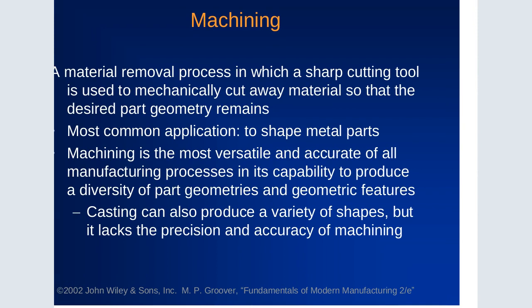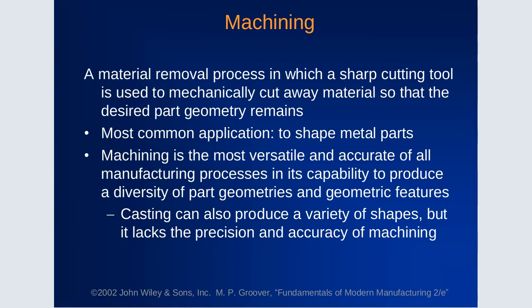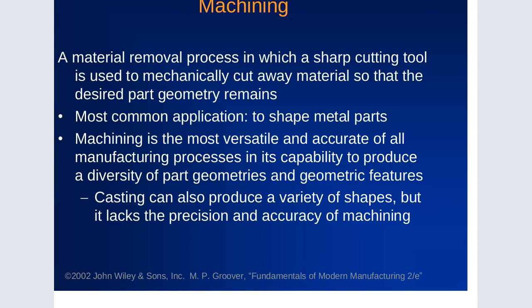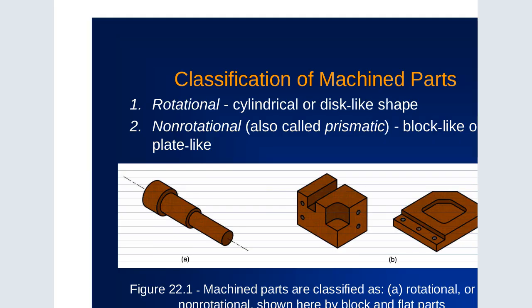Machining is the most versatile and accurate of all manufacturing processes in its capacity to produce a diversity of part geometries and geometric features. Casting can also produce a variety of shapes, but it lacks the precision and accuracy of machining.